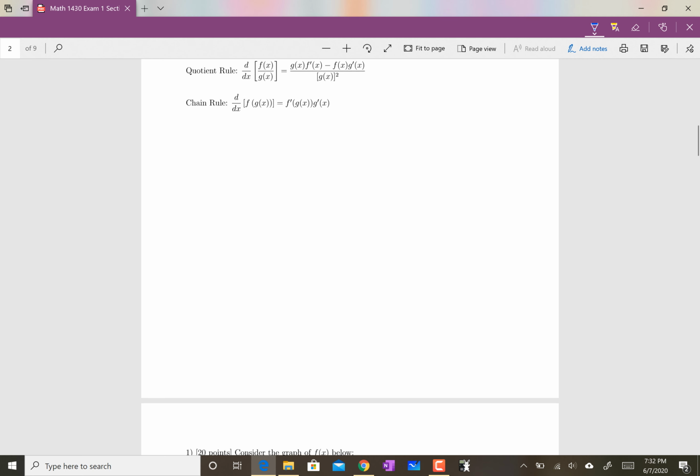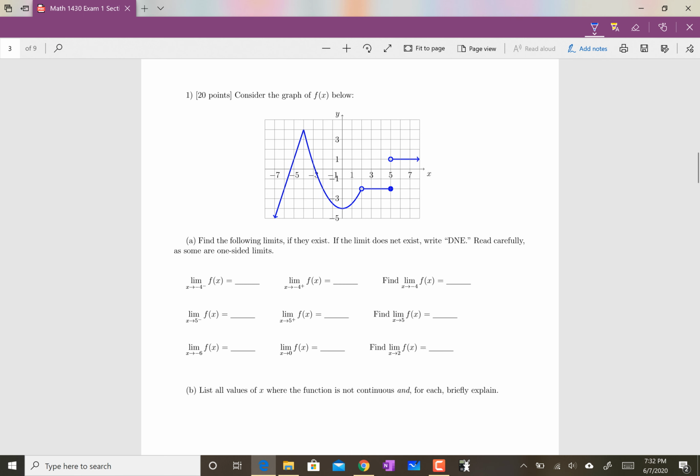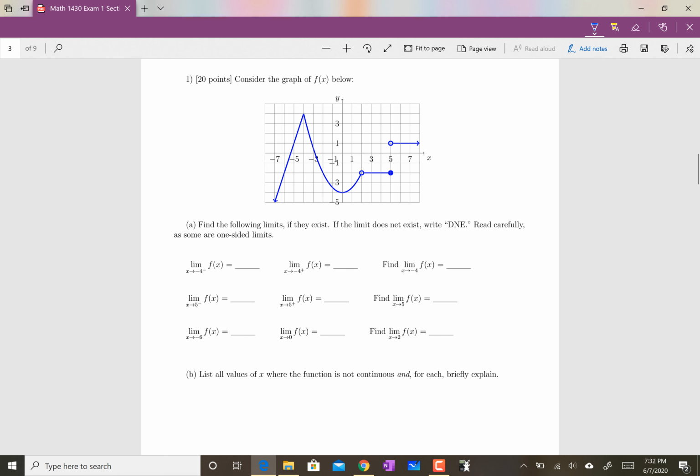All right, so the first question we see involves understanding how to interpret a graph based on our new calculus topics. We have the following graph of a function f of x. The first thing we're asked to do is find some limits if they exist. If the limit does not exist, write DNE for does not exist. And be careful, some are one-sided limits.